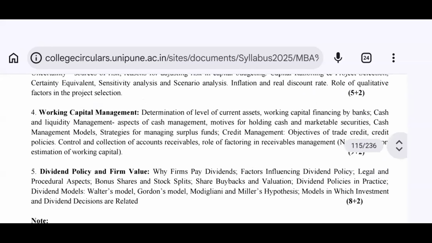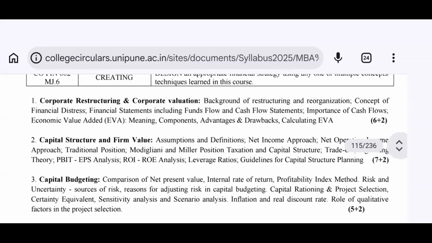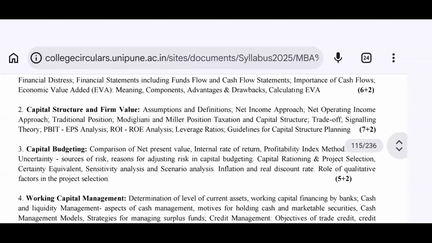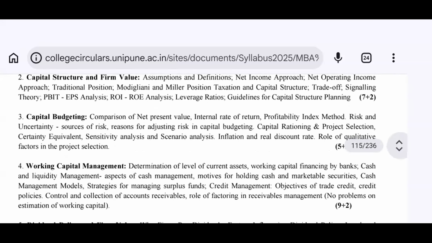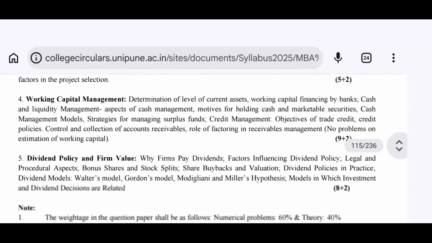If you see the contents, in the first unit we got 6 plus 2, second 7 plus 2, third 5 plus 2, but here we have 9 plus 2. And in this chapter, maximum theory questions are expected to be asked.